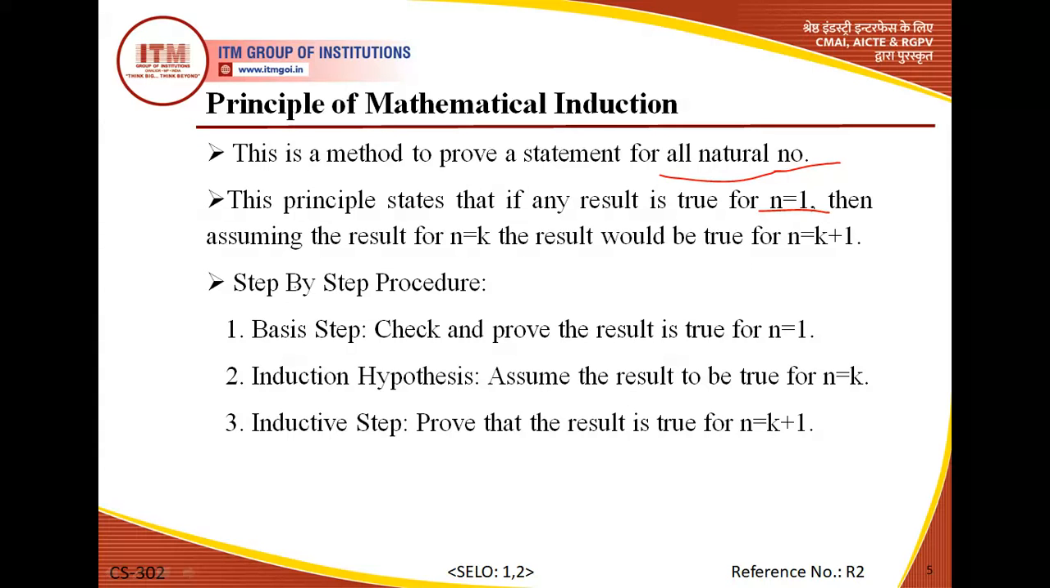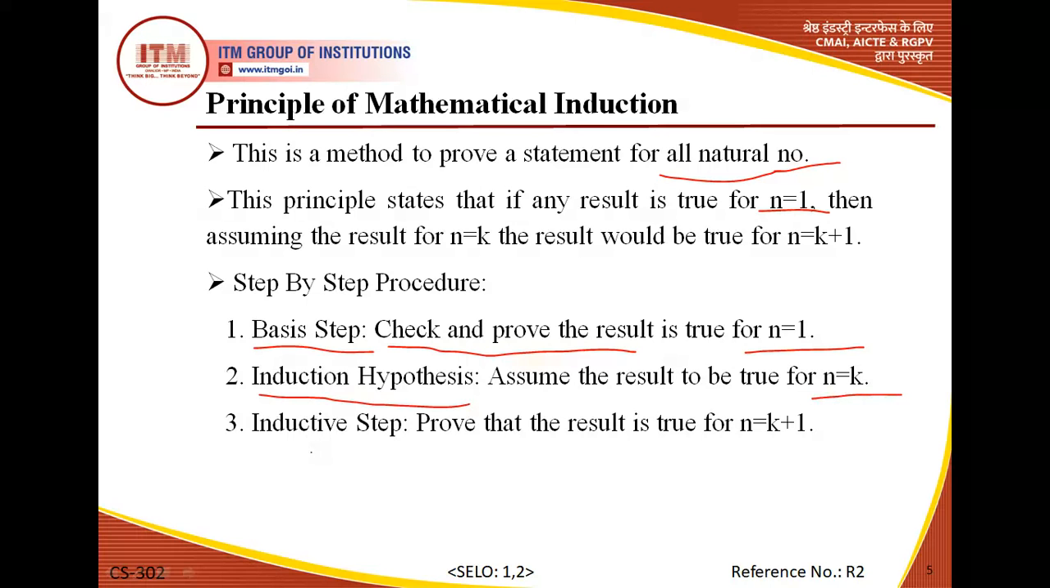So if we put this into a step by step procedure, then the first step is known as the basis step. So the first step would be that we would check and prove the result for n is equals to 1. So we would check if the result is true for n is equals to 1 or not. Okay. So if that is true, then we would come to the next step, which is known as the induction hypothesis step. Obviously, this says hypothesis, so obviously we would suppose something over here. Okay. So we would suppose the result for n is equals to k.